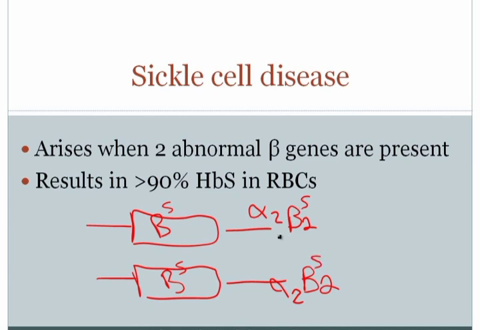So when you have alpha 2, beta 2, and it's a beta S, this equals hemoglobin S. And this also equals hemoglobin S. So the primary hemoglobin that's going to be produced in these patients is going to be hemoglobin S. And that's why we say it results in greater than 90% hemoglobin S in the red blood cells.